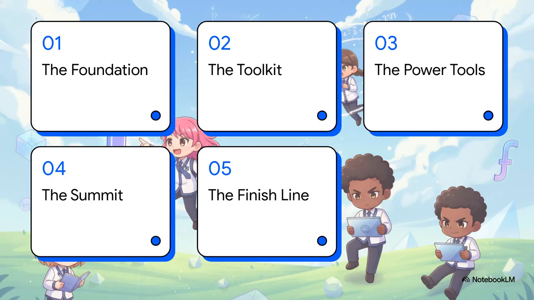So, here's our game plan. We're going to build this up like a pyramid. We'll start with the foundation, grab our toolkit of formulas, then move to the power tools and techniques. After that, we hit the summit for strategy, and finally cross the finish line by dodging common traps. It's a clear path, from the ground up.